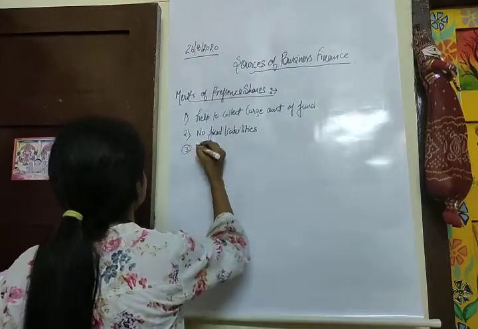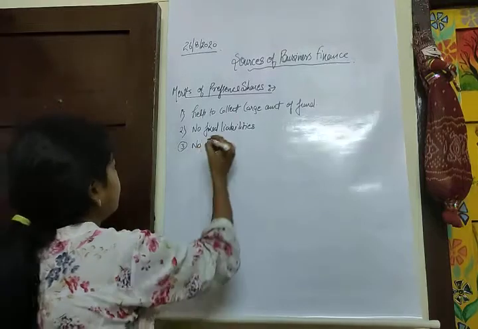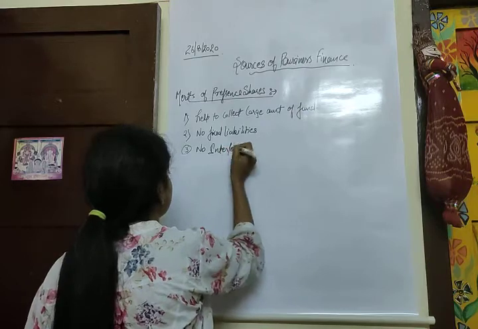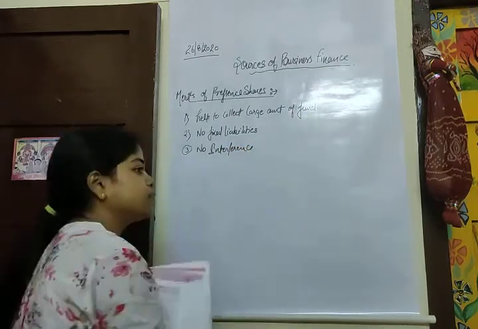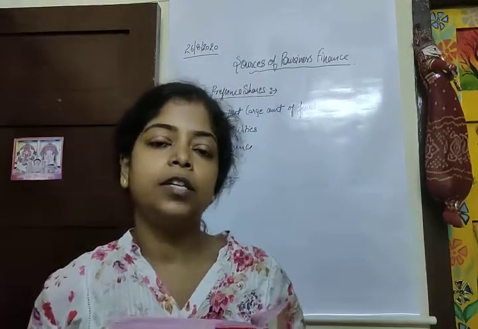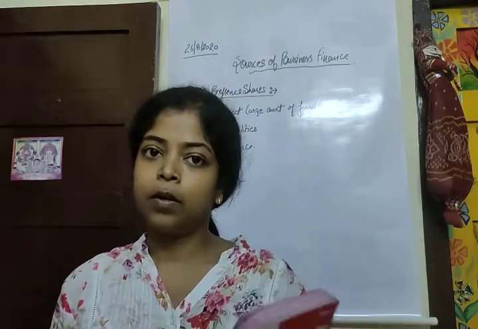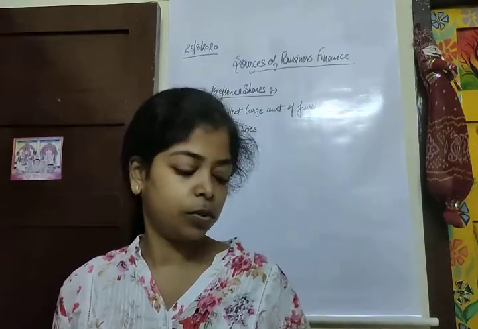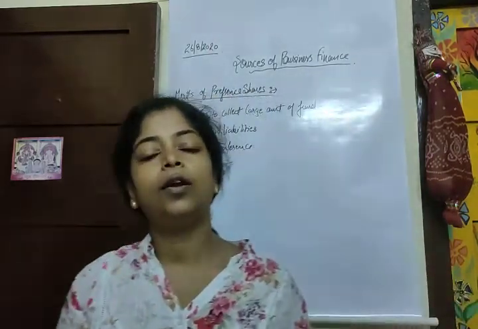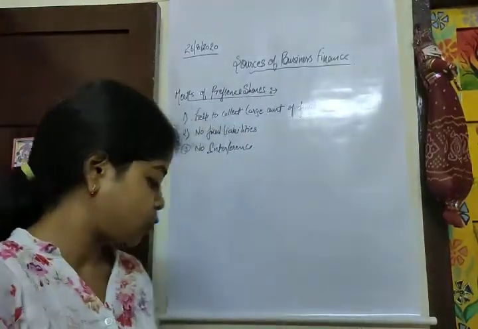Next is no interference. There is no interference of preferential shareholders in the activities of the company related to anything. They cannot interfere, as they don't have any voting rights. इनके पास कोई भी voting rights नहीं होते और किसी भी तरीके का ये लोग इंटरफेयर कंपनी की एक्टिविटी में नहीं करते हैं.